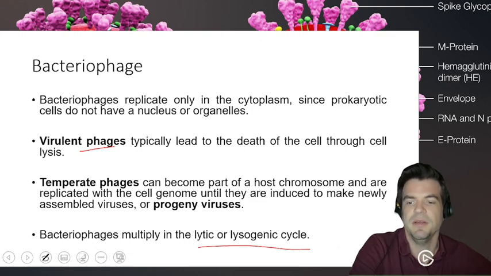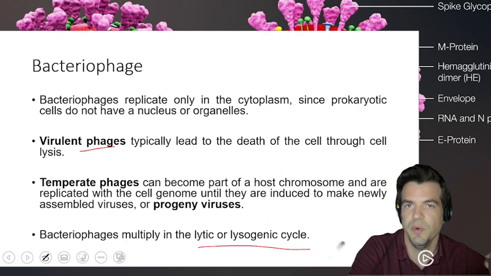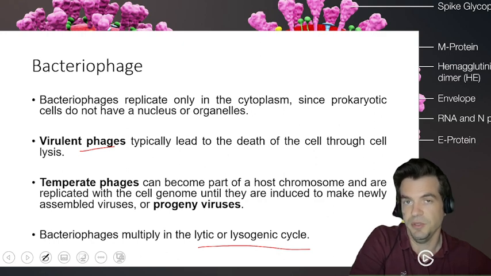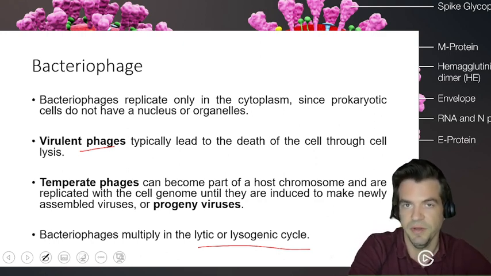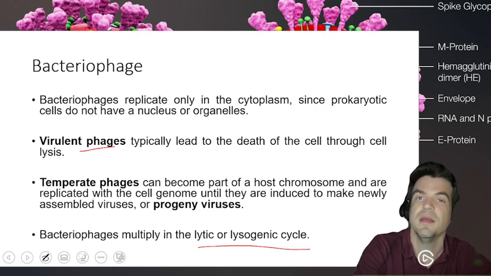And with that in mind, bacteriophages multiply in two different ways, either in the lytic or lysogenic cycle. These cycles are kind of related to each other. In fact, the lysogenic cycle is more of a spur of the lytic cycle. And the lytic cycle is typically what you would expect from a virus infecting a cell.